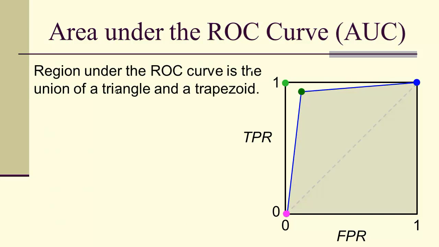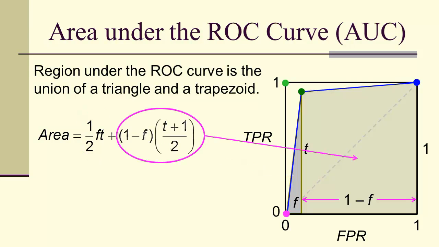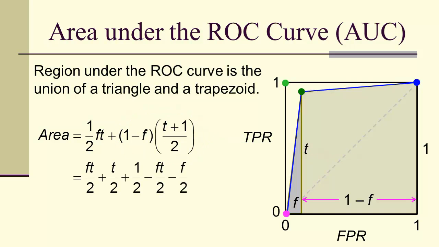Now the area under the receiver operating characteristic, notice it's a union of a triangle and a trapezoid. So there's our triangle and there's our trapezoid. The area of the triangle is a half, f times t, and the area of the trapezoid is the average of the two sides times the distance across, which is 1 minus f. And if we expand that and then simplify, we get t over 2 plus 1 minus f over 2.